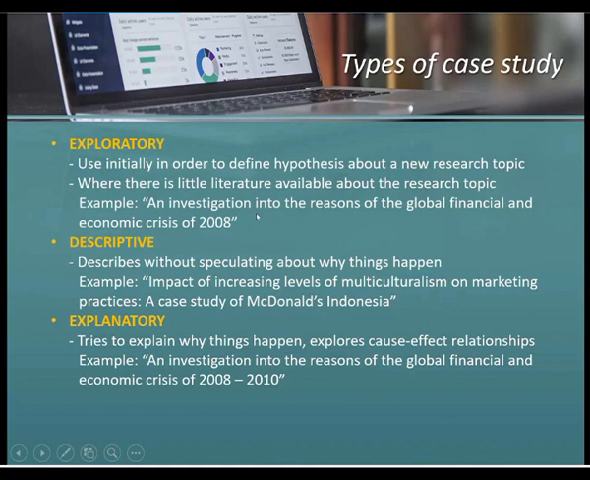For example, in the same area, the first one you study is the global financial economic crisis in 2008 per se. You explore the incident in 2008. But for explanatory, you want to explain the cause. You study an investigation into the reason of the global financial and economic crisis of 2008 to 2010. So this one is to explain, that one is to explore how it happens, but the explanatory is more of why it happens.